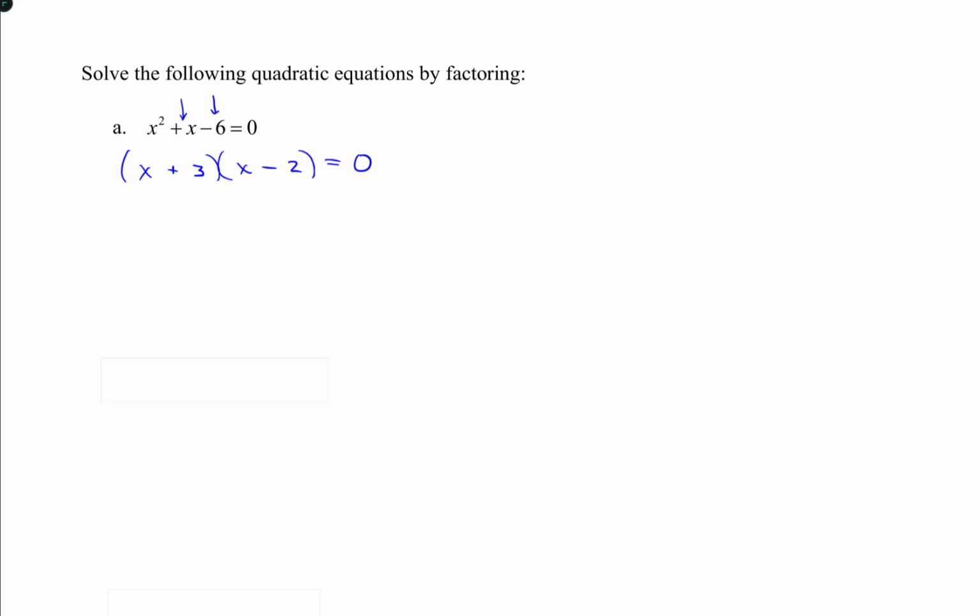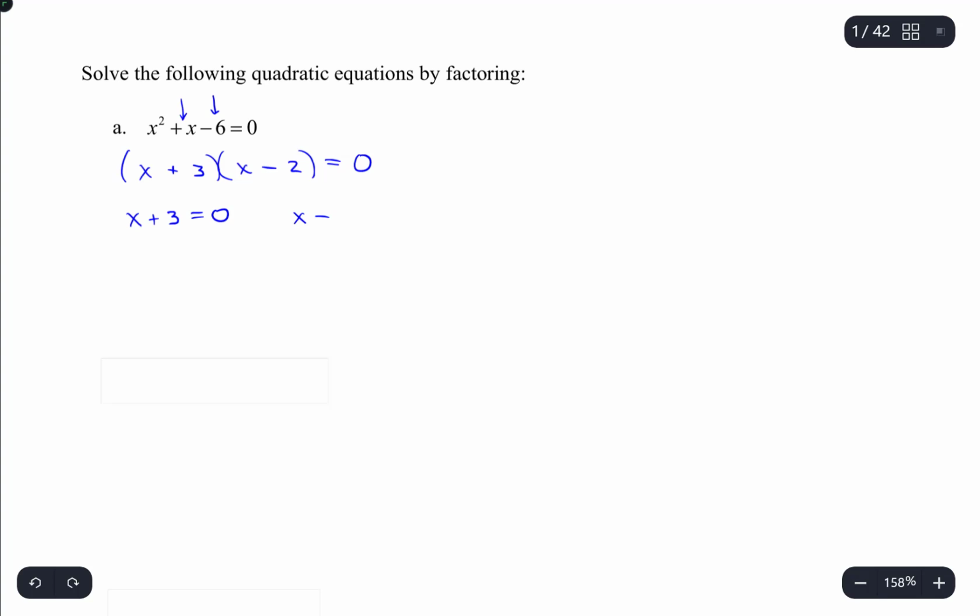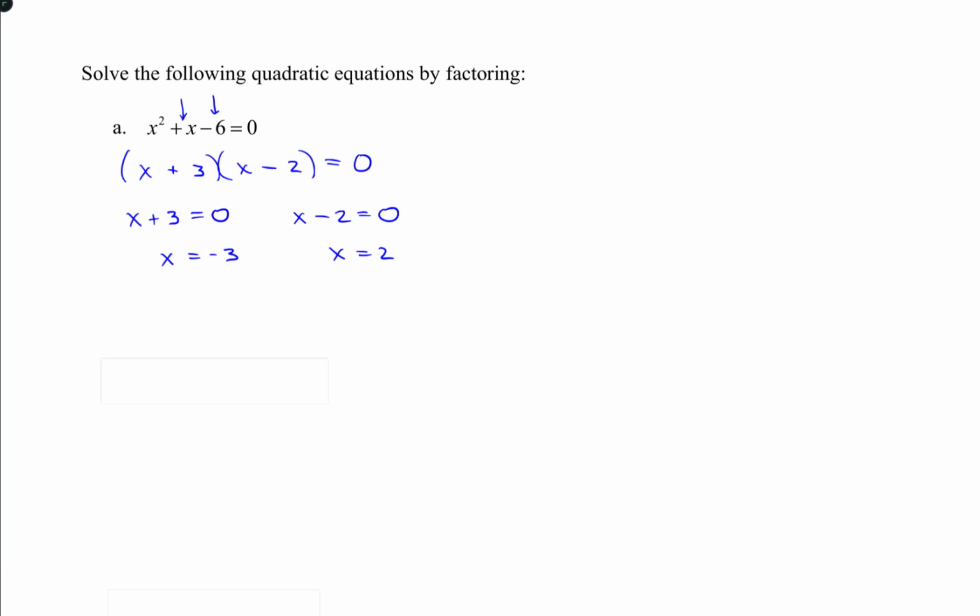Now the next thing is to just take each factor. This is known as the zero factor property. Set each of those factors equal to 0, and that turns this into two separate linear equations, and you can solve these linear equations by setting them to 0 and getting x by itself.